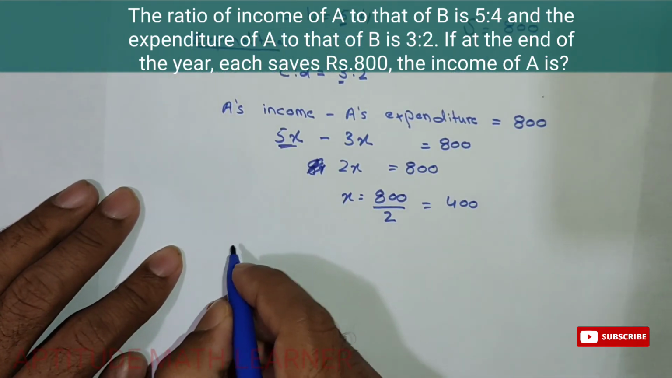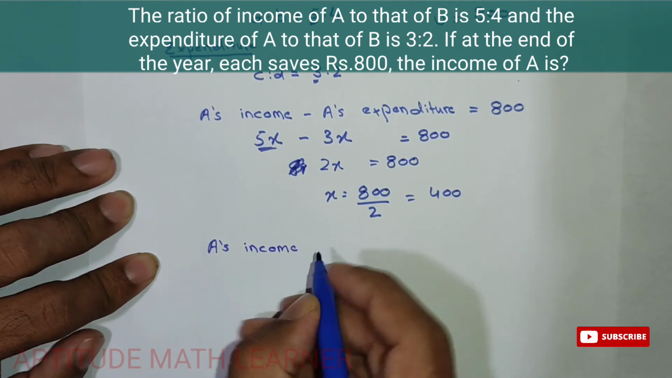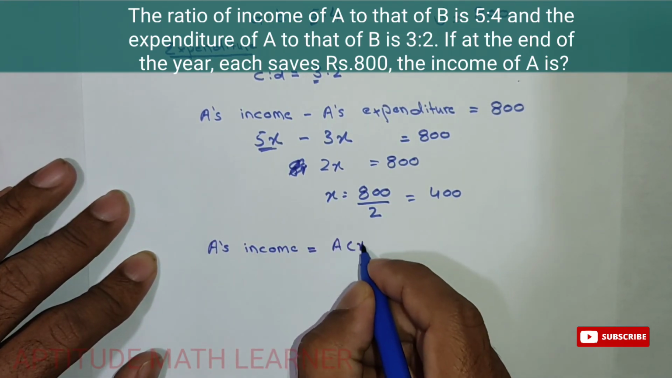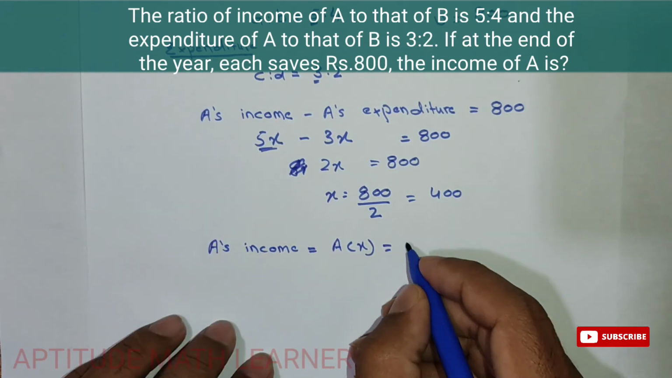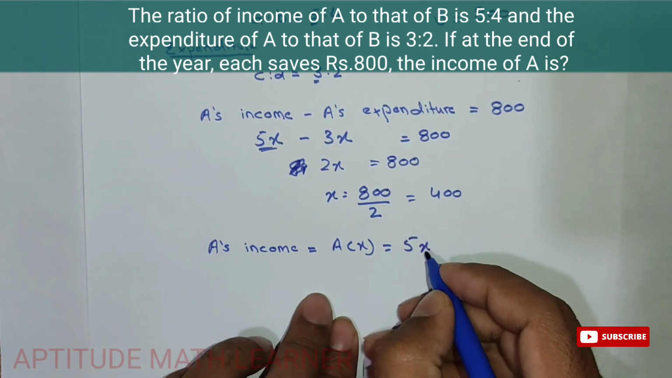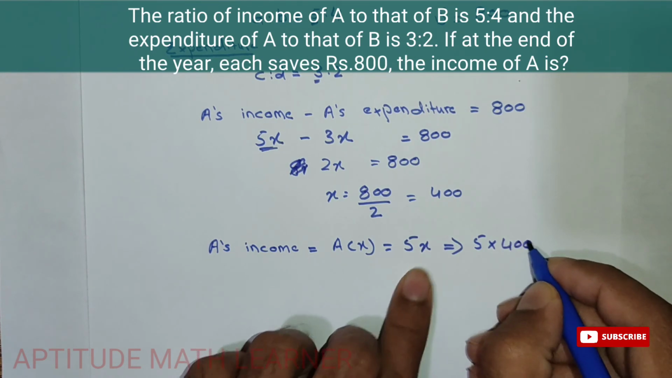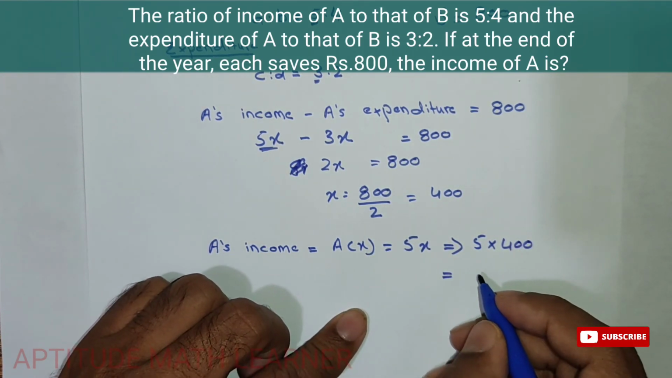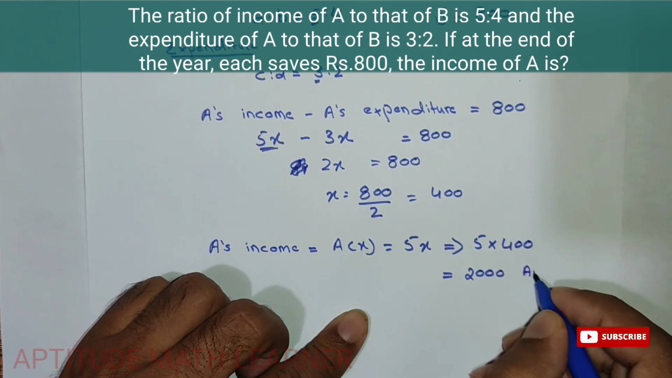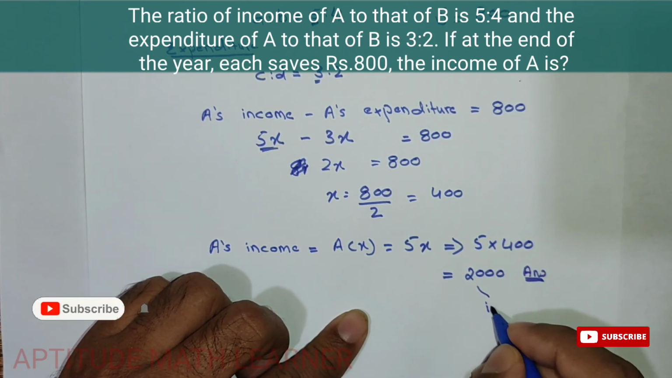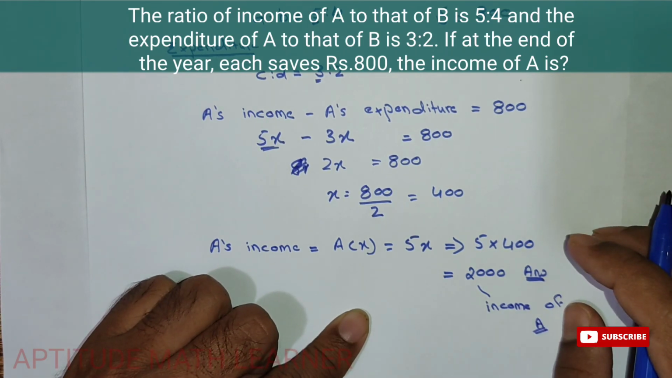So A's income is 5x, and the value of x is 400. So we get 5 multiplied by 400, and this is the answer, 2000, and it is the income of A. Hope till here you have understood the question.